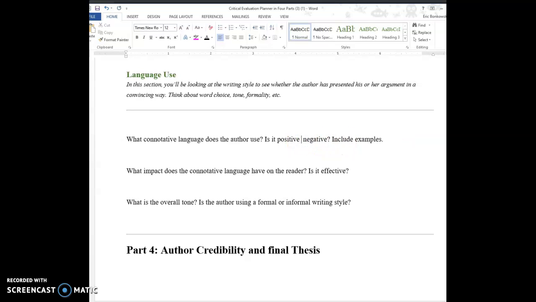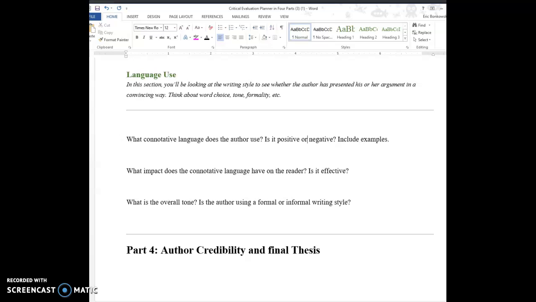Because the whole point of connotative language is it brings up these other associations. So are you looking at positive or negative in the article? And one thing you want to ask yourself to figure out if something is connotative is, could another neutral or opposite word be used instead?